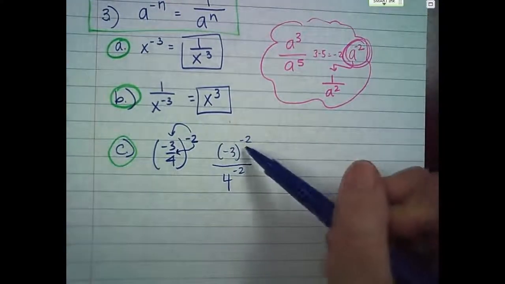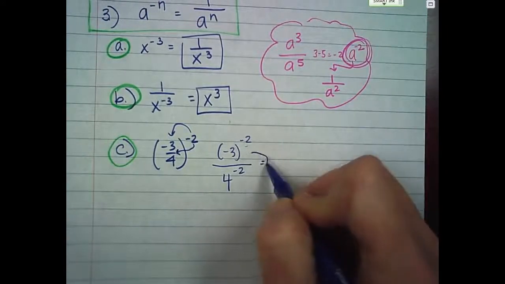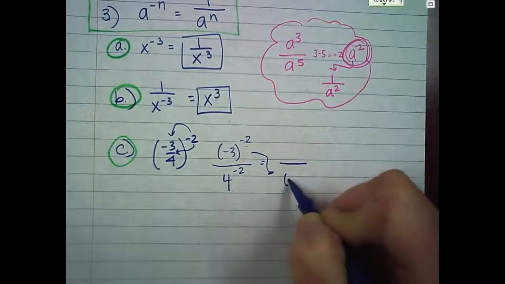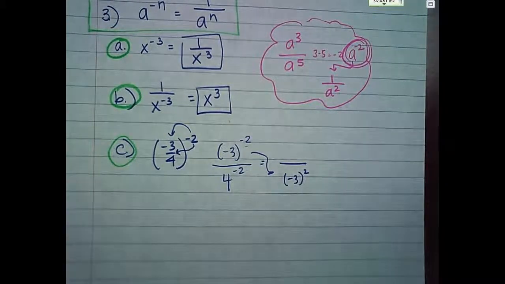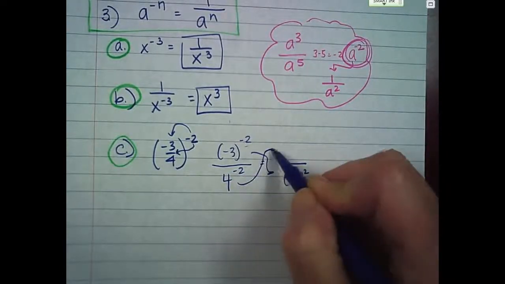Okay. What does this negative 2 tell me I should do with that 3? Where does it belong? Right, it goes to the bottom. So I have actually a negative 3 squared in the denominator. What does this negative 2 tell me about the 4? Right, the 4 belongs in the top.